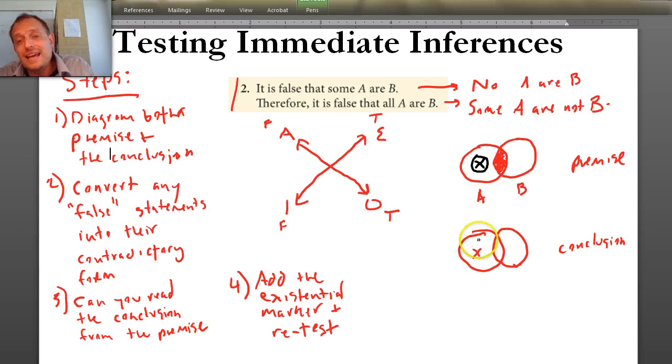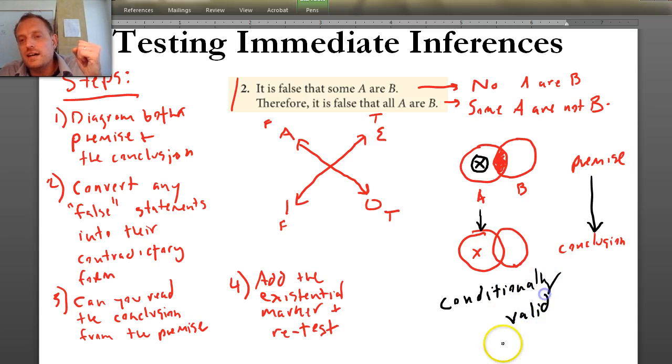Well, now I can. Because look, the X is here, right? And then this is here and this is here, okay? Which means that the X does carry through to the conclusion, which means that the premise is sufficient to support the conclusion. So is this argument valid? Well, it's not unconditionally valid, because if you pass the third test here, it would be unconditional validity, Boolean validity. But here, since I had to add this existential marker, this turns out to be only a conditionally valid argument.